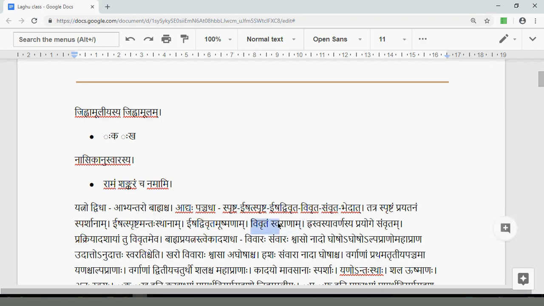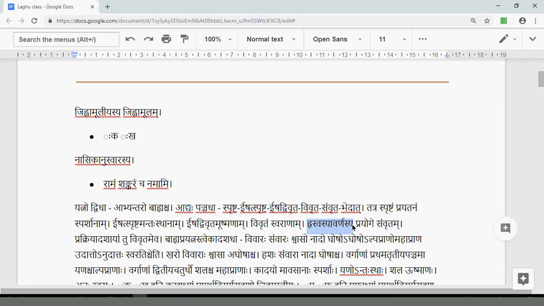But this will be changed finally for the hraswa akara. It will be changed. Hraswasya avarnasya prayoge samrutam. So this is where it is changed. This is an utsarga, a general rule. All swaras have vivruta abhyantara prayatna. Abhyantara prayatna is vivruta.